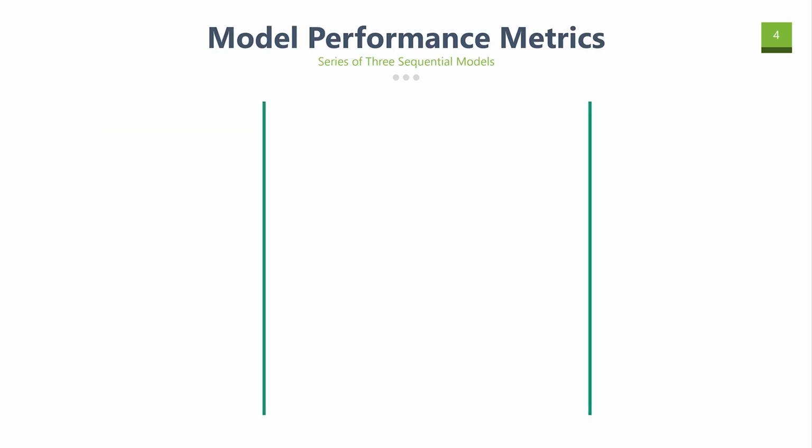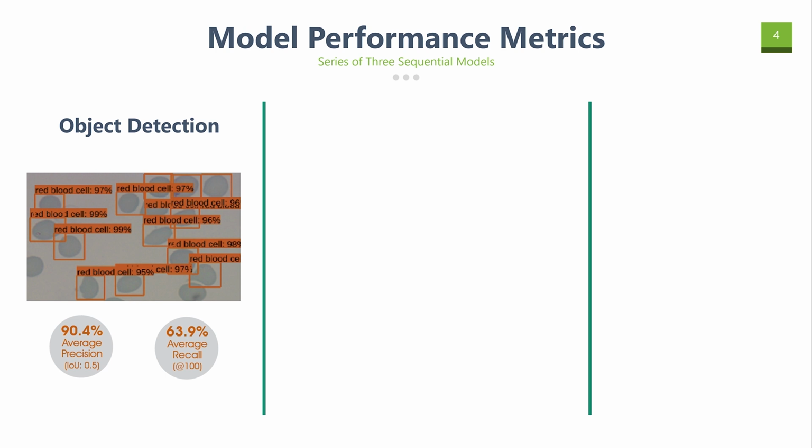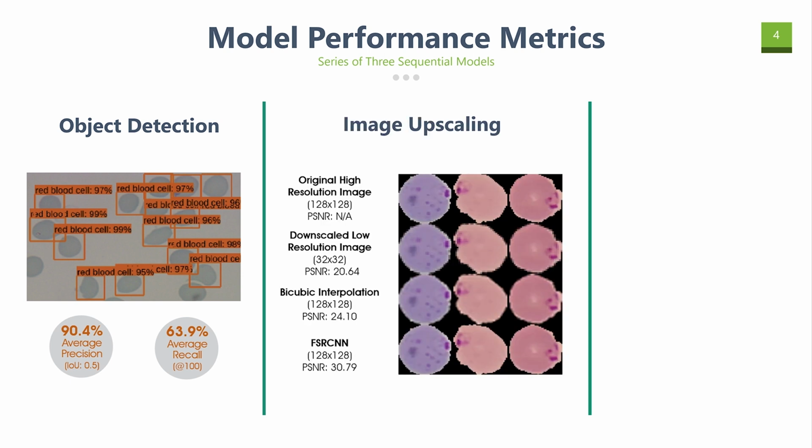The object detection model has yet to be fully optimized, but the current prototype achieves an average precision of 90.4% and average recall of 63.9%. Here we show an example image of red blood cells detected in a thin blood smear on the left. In the middle, we have samples of infected red blood cells and see that our neural network model is scaling the low-resolution images into high-resolution images quite well.